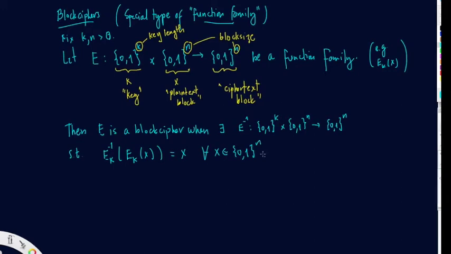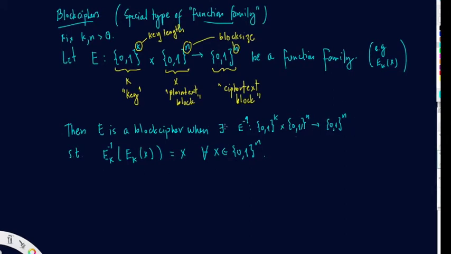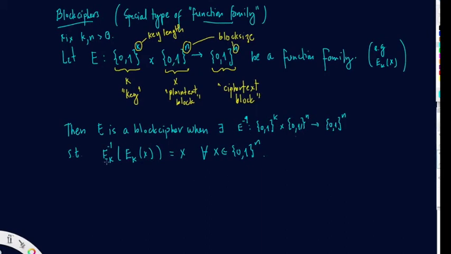Then E is a block cipher when there exists this mapping, E with the superscript -1, to give you the idea that this is an inverse, E inverse, which takes in a k-bit key and an n-bit string, another n-bit string, with the property that if you run the block cipher E with key k over input x, for any x in the domain, and then you immediately run this inverse mapping E inverse under the same key on the output of that, you get back x.